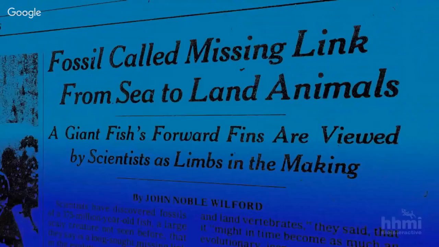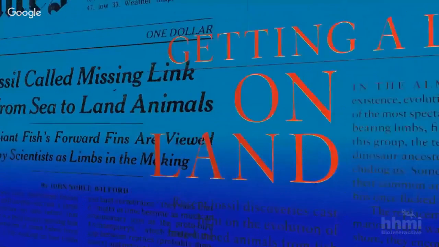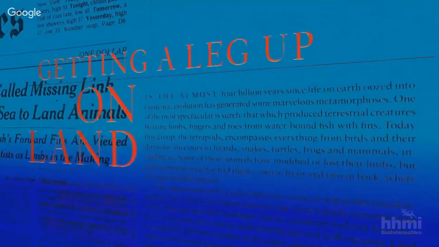So how fast did this transition happen? Well, we know that Tiktaalik didn't exist in a vacuum. There are other creatures, other transitional fossils that are more fish-like and others that are more tetrapod-like. And these creatures existed for over 15 million years. So what this means is that this great transition from fish to tetrapod didn't happen in a single step, but happened gradually over time.